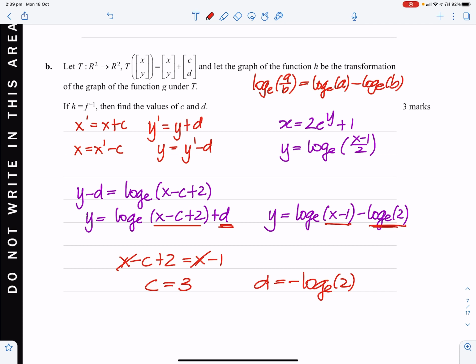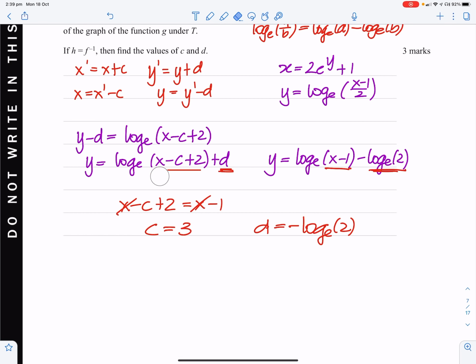So for that to make sense, we needed to equate the coefficients. And then, because we couldn't just directly equate them, we needed to use log laws to split them apart.